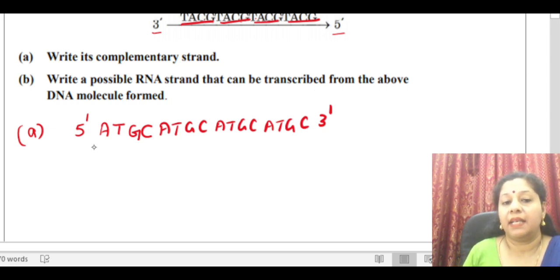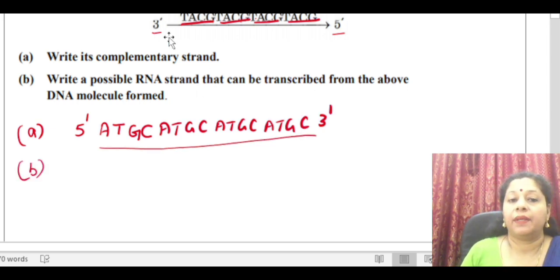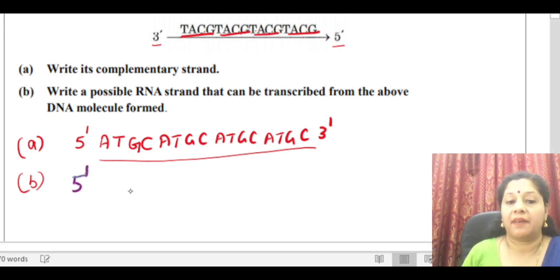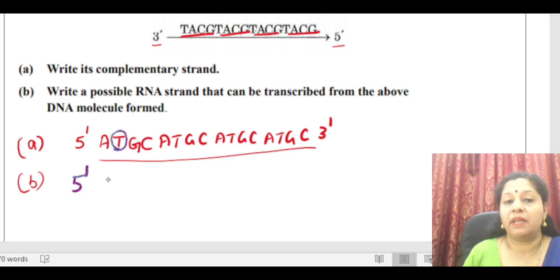Okay. Next, write a possible RNA strand that can be transcribed from the above DNA molecule formed. So this is the DNA molecule formed. In this, by seeing the polarity, 3' to 5' is the template strand, 5' to 3' is the coding strand. The coding strand will have the similar sequence to the new RNA strand, and its polarity will also be the same, 5'. But the only difference will be thymine will be uracil, because the newly formed one is RNA after transcription.